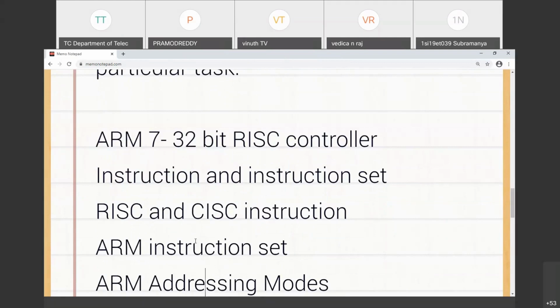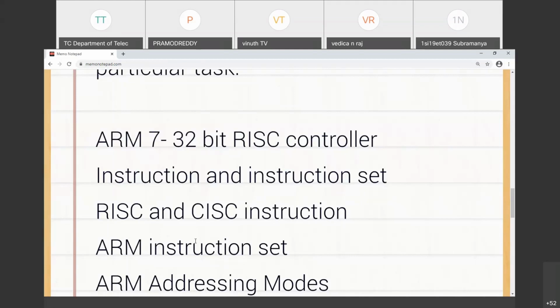ARM7 is a RISC, R-I-S-C, instruction set. If you observe, RISC refers to reduced instruction set computing, whereas CISC refers to complex instruction set computing. Now you understand, RISC includes few instructions. So the ARM 32-bit controller is a RISC architecture which includes few instructions, whereas CISC has many instructions, 100 to 200. Now you see, if the ARM instruction set is a RISC, it has few addressing modes, whereas CISC has many addressing modes.